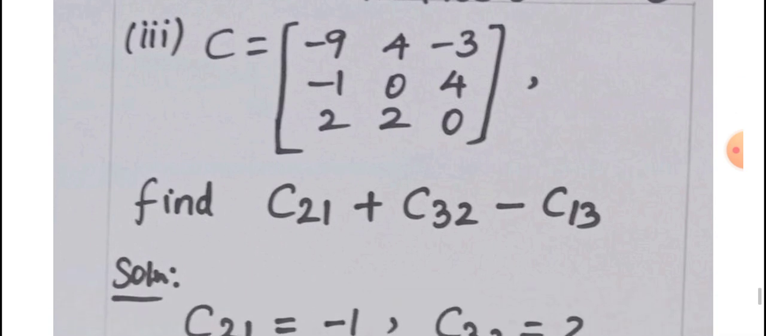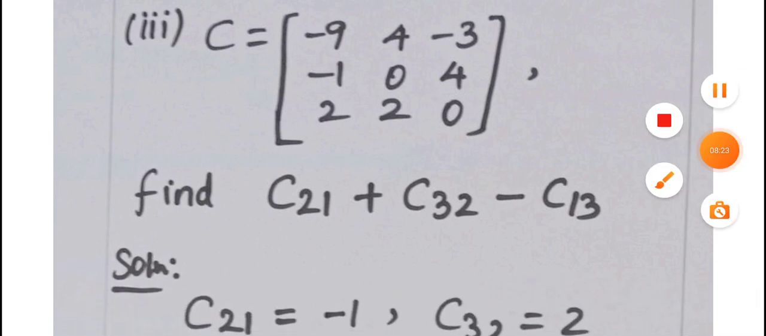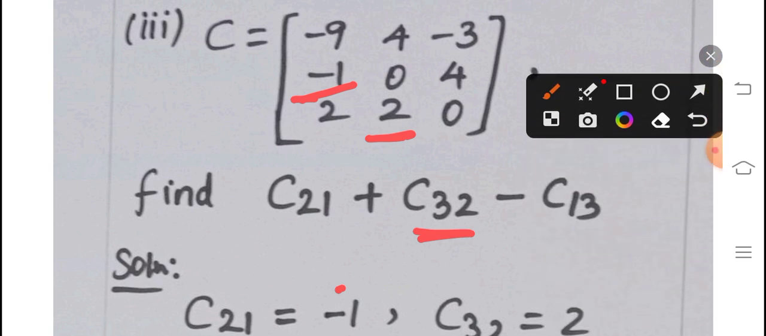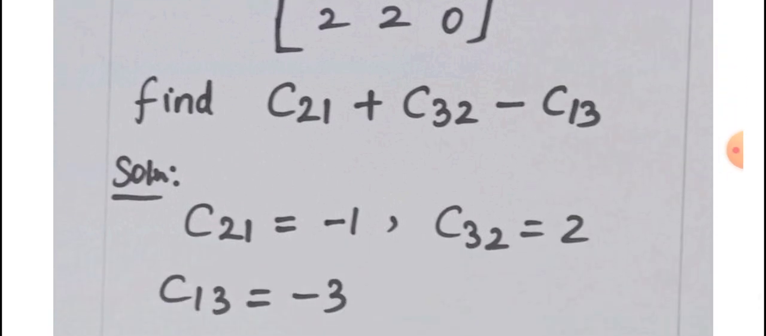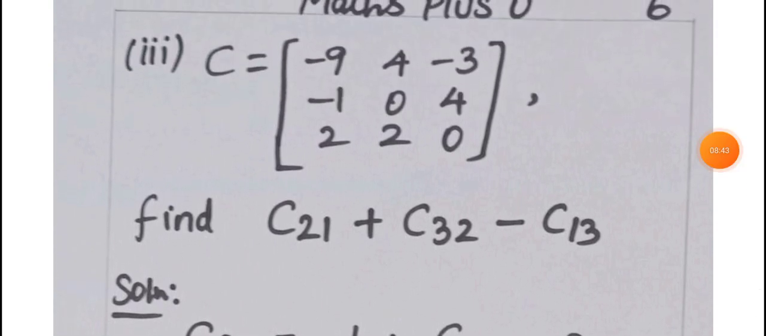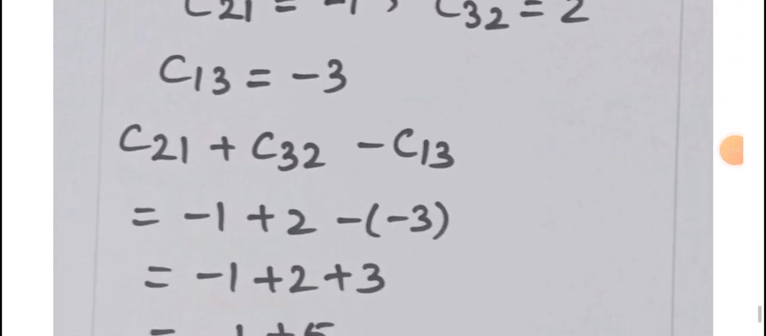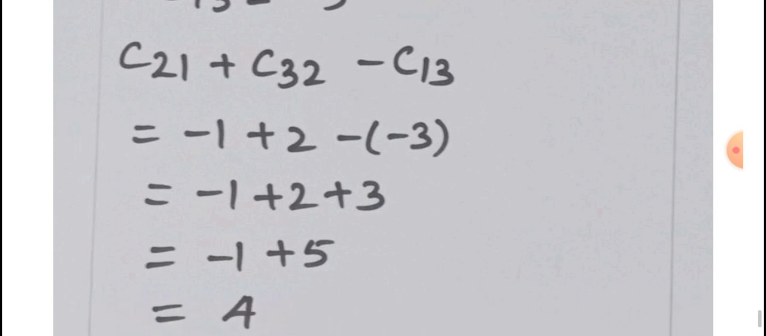So then go for the third subdivision. So here C21, second row first column. What is second row first column? -1. Third row second column. Third row second column is 2. Clear? Then first row third column. What is first row third column? -3. So what are you going to do?